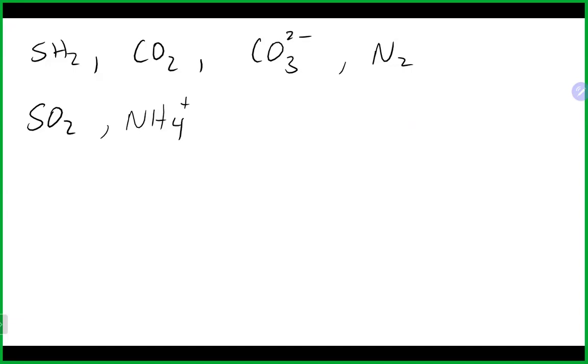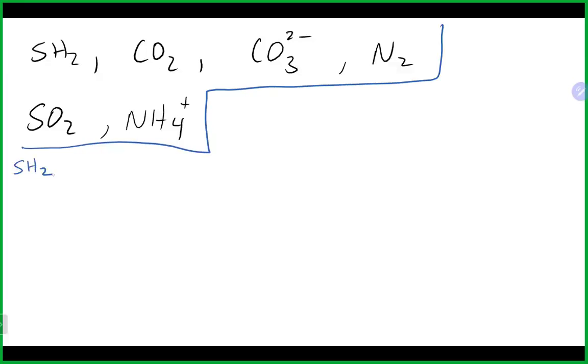So we'll just start with the top one here. All right, so we'll go SH2. Again, we want to figure out our total number of valence electrons. Sulfur is group 6, so that's 6. Hydrogen is 1 valence electron, and there are 2 of them. That's a grand total of 8 valence electrons.